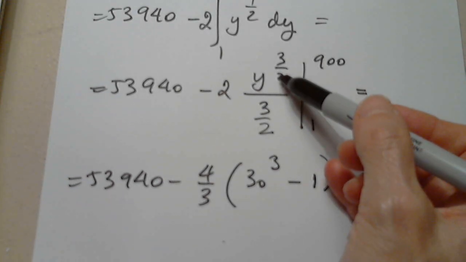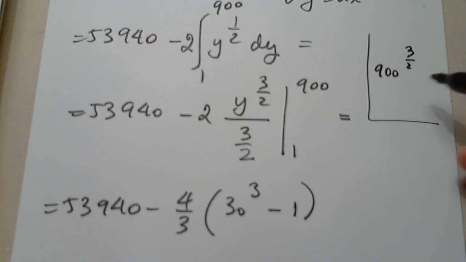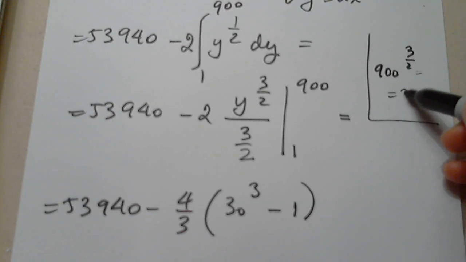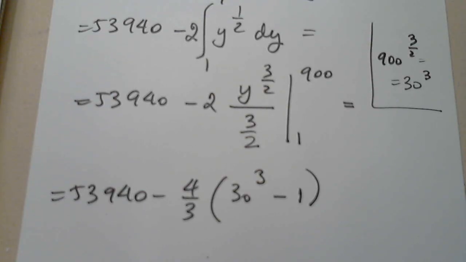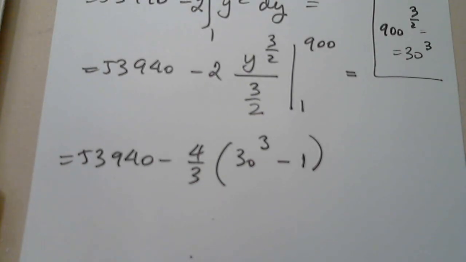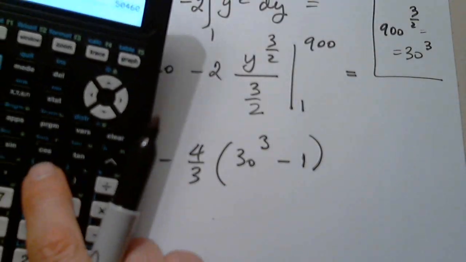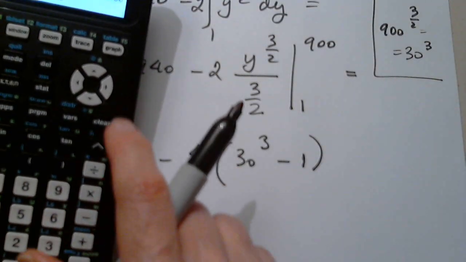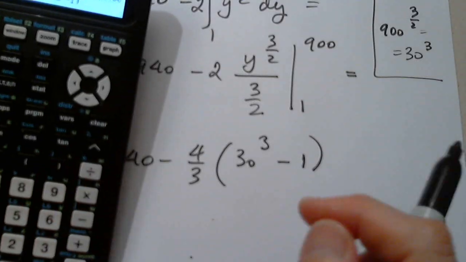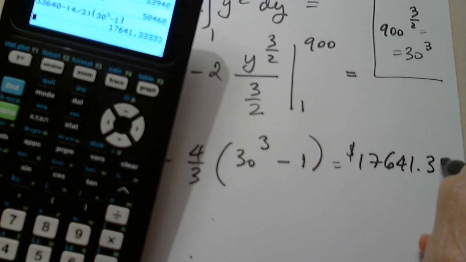So let's analyze this one more time. On the side here, 900 to 3/2. First, I take the square root of 900 and I get 30, but then I have to put the power. So that's why I get 30 to the 3rd power, minus 1. Okay, so let's see what I get real quick here. So I have 53,640 minus, in parentheses, 4 divided by 3, please, careful here, and then 30 to the 3rd power, and then minus 1. And enter. 17,641.33.